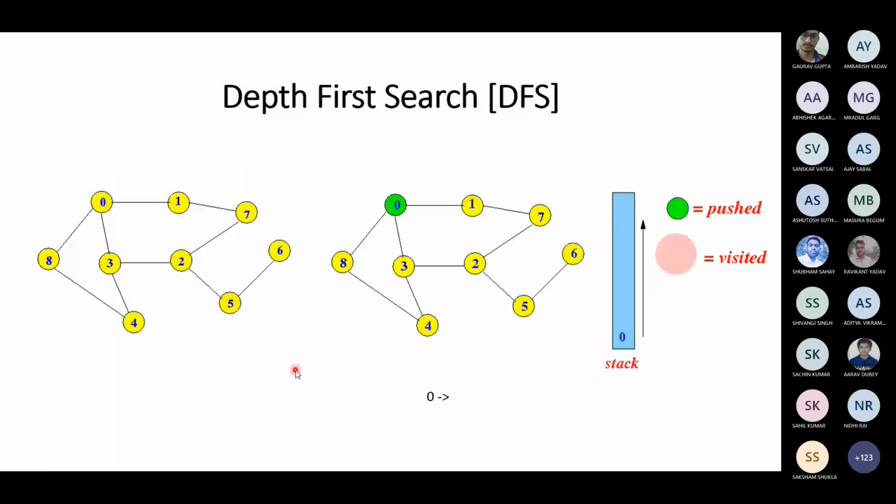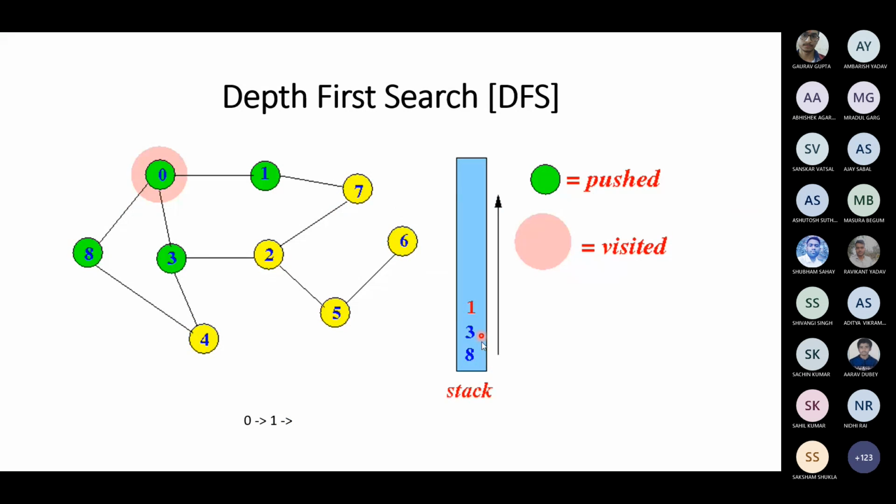Suppose this is the graph. You want to do the depth first search. Let us start with 0. 0 is the first element you are visiting. So what are the nodes you will push into the stack? Let us say that pushed is green color and visited is shaded pink color. Now 0 is the first node you visited. Now what are the elements that will go into the stack? 1, 3, 8, correct? Yes, sir. So 1, 3, 8 will go.